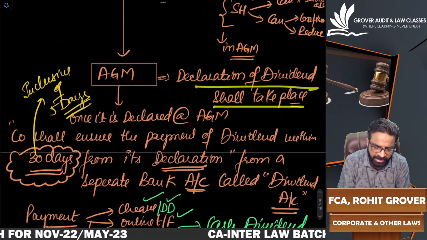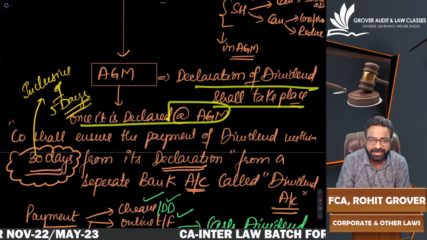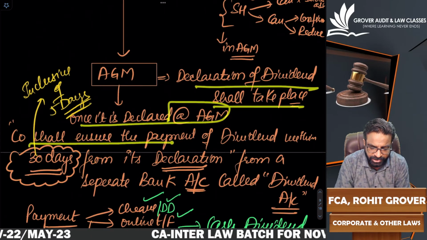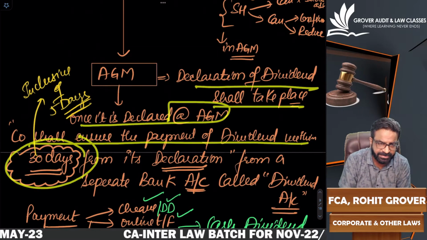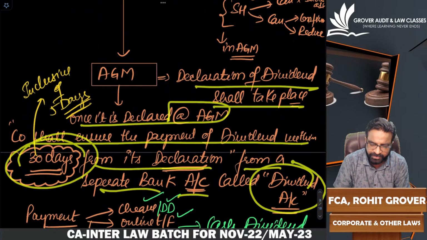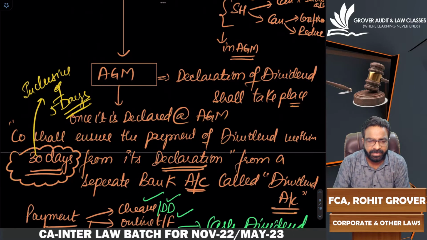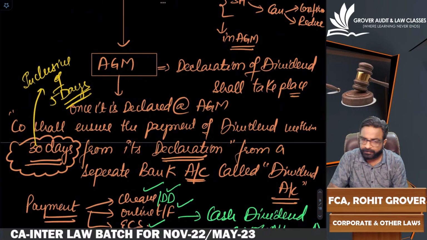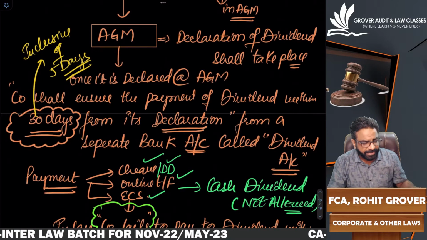Now read this whole paragraph. Declaration of dividend shall take place once it is declared at what? AGM. The company shall ensure the payment of dividend within how many days? 30 days from its declaration from a separate bank account called which account? Dividend account. Is it clear? Yes, sir. All of you, everyone, please write in the comment box.